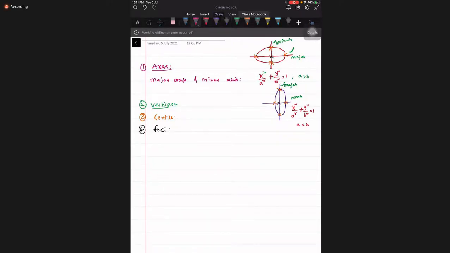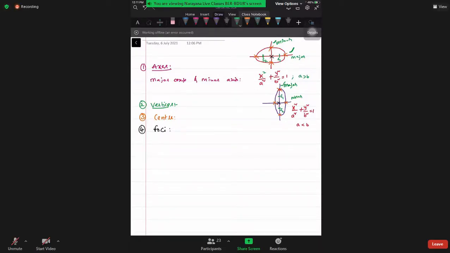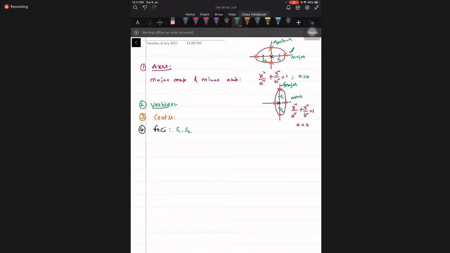What about foci? S1 and S2 are the foci, equidistant from the center, and here also S1 and S2 are the foci. So this is like the major axis, the x-axis, correct? And second, what do you mean by foci? All of you know? Okay. Next one is the directrix.